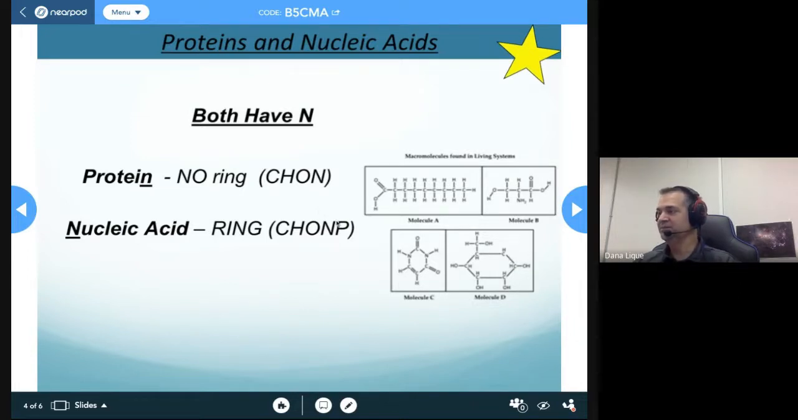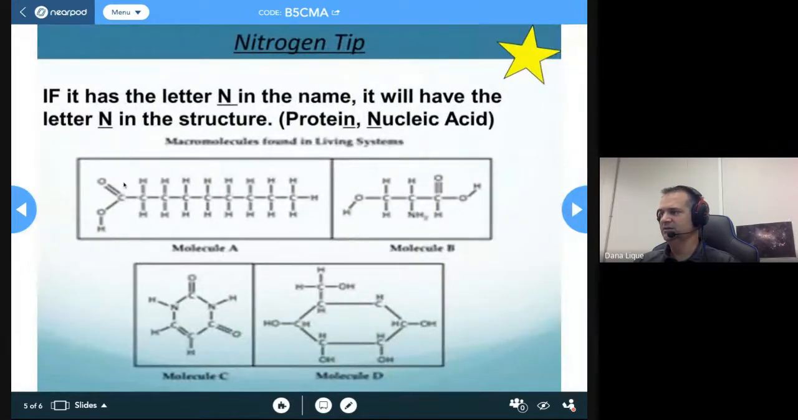But most of the time, especially on your test, your EOC, there's also going to be the letter P in there. That's a phosphate group. So the second you see a phosphate group or letter P, it's a nucleic acid. Okay. If there's an N but no P, it's going to be a protein. Okay, that's pretty much it. Yeah, that's what I just said.